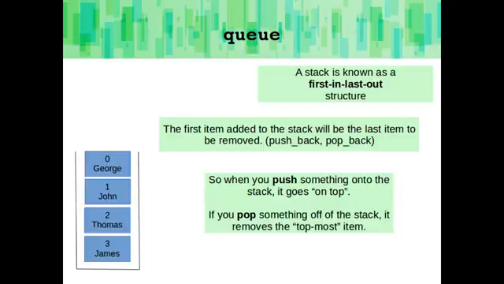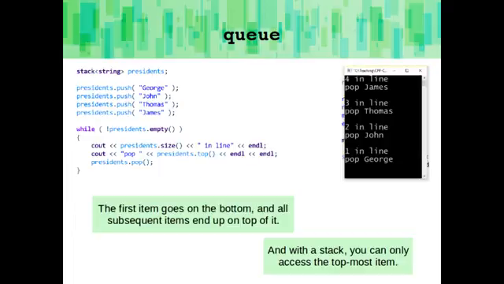A stack is known as a first-in, last-out structure. The first item added to the stack will be the last item to be removed, so push_back and pop_back. So when you push something onto the stack, it goes on top. If you pop something off the stack, it removes the topmost item. The first item goes on bottom, and all subsequent items end up on top of it. And with a stack, you can only access the topmost item.